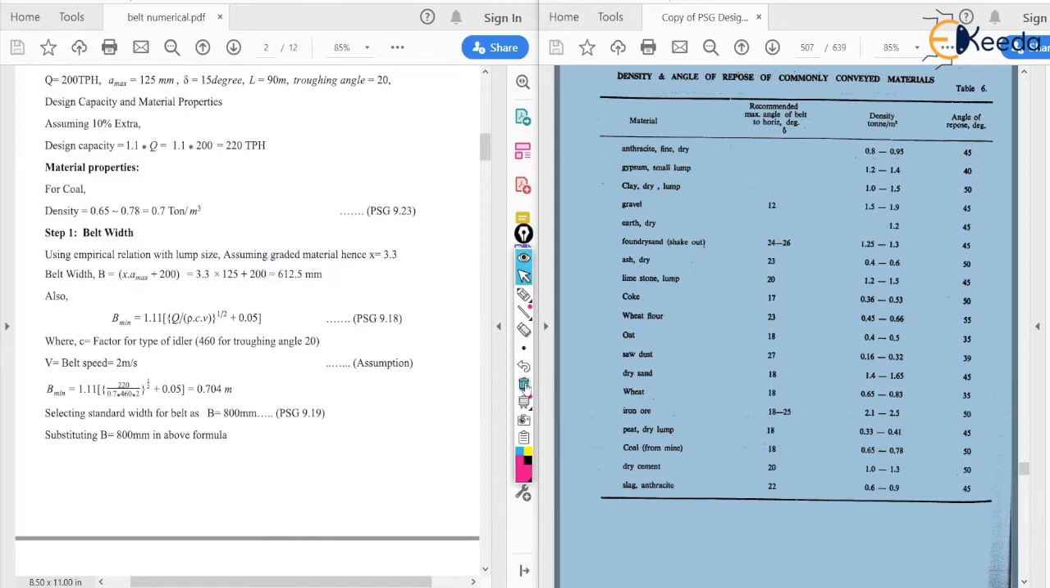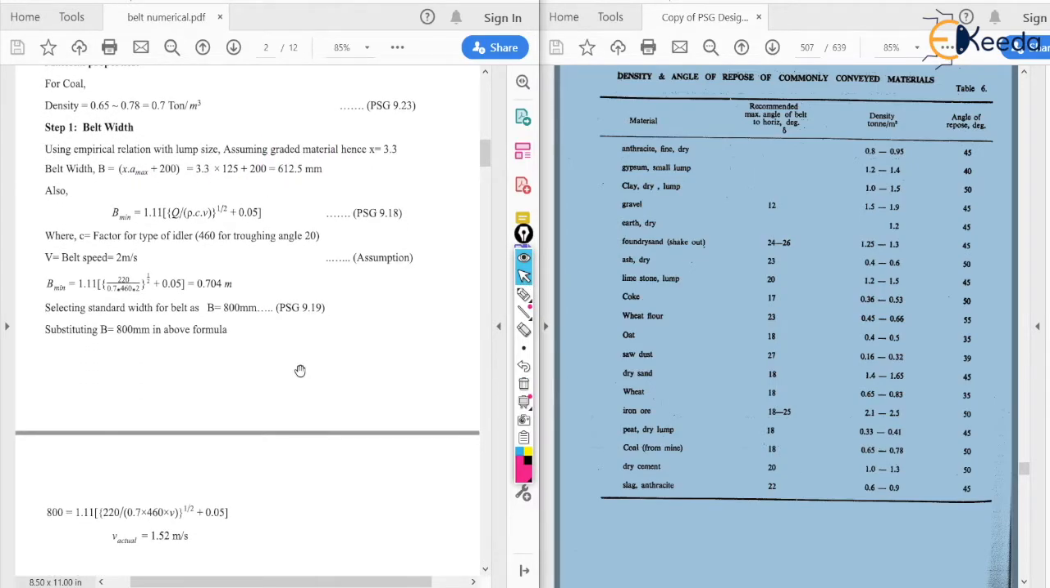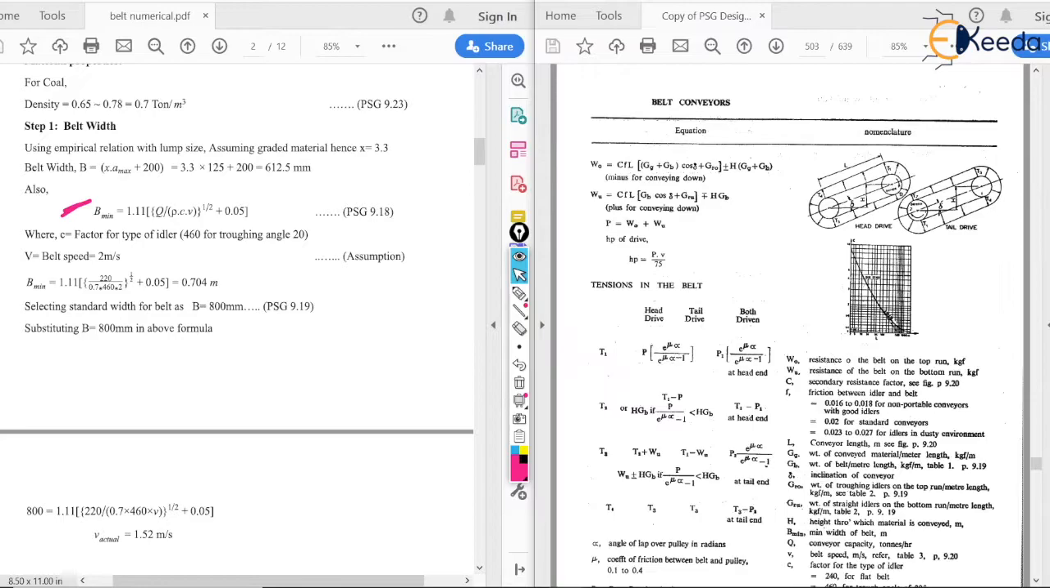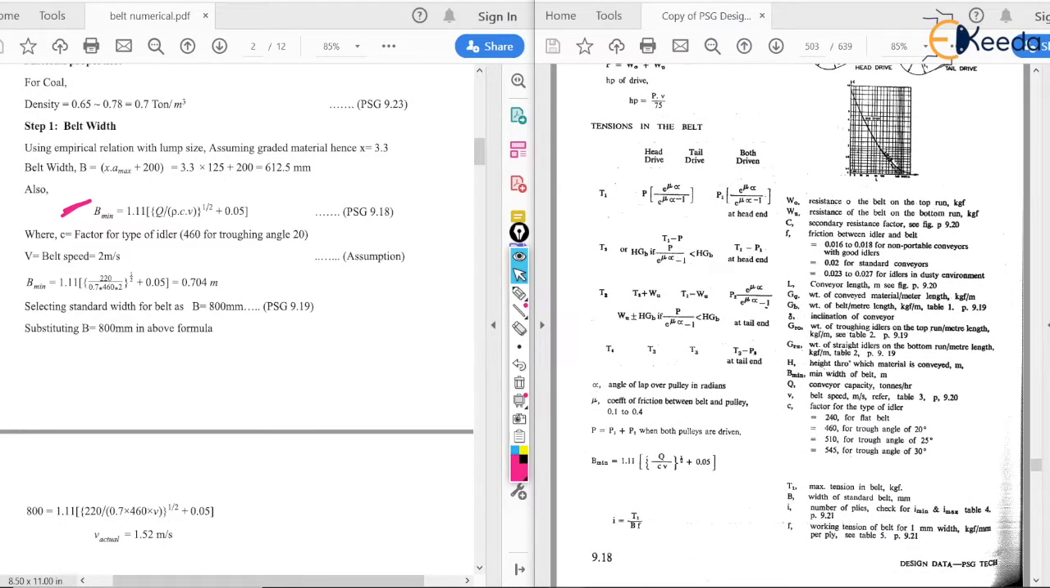This is the value we got from the empirical relation, but there is one more formula in the data book which calculates a minimum value, the minimum value of belt width. That is on PSG 9.18. So let's move to PSG 9.18. This is PSG 9.18, and from here we are going to get the value of B minimum. Here at the bottom we have the value of B minimum.